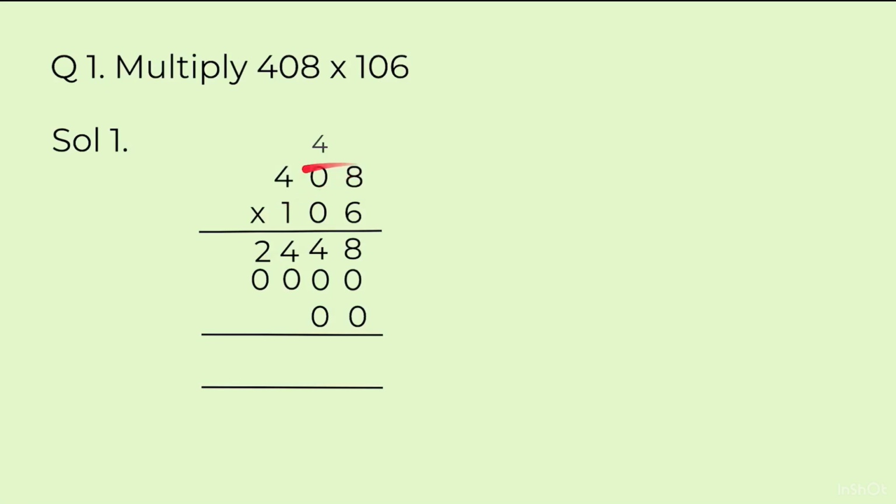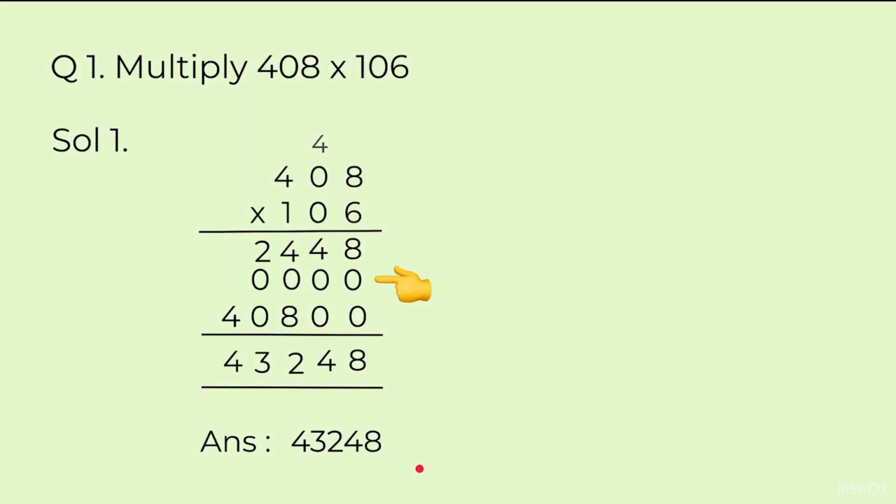Now we will multiply 4 with 108. So 1 into 8 is 8, 1 into 0 is 0, 1 into 4 is 4. Now we will add these three numbers. The answer is 43248. Now if you look here in this particular line, it is all zeros.